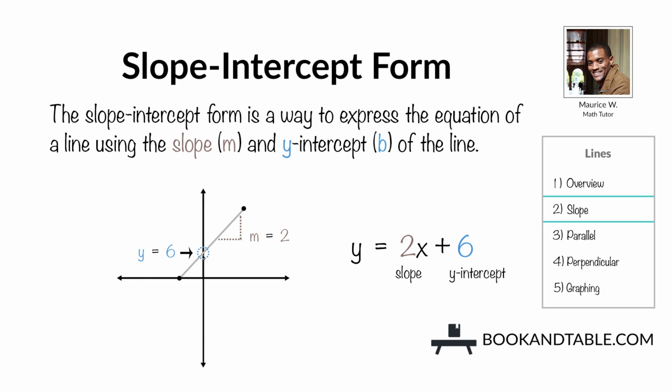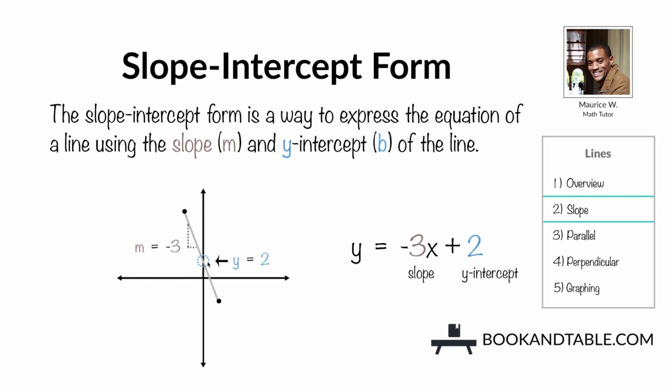So if this line is crossing here at +6 and it has a slope of +2, then the equation of this line is y is equal to 2x, the slope m is replaced by the actual slope 2. So 2x, and the y-intercept is +6, so it's +6. So this would be the equation of this line. And again, all we were given were the slope and where this line crosses the y-axis. If we had another line, let's say it had a slope equal to -3, and it crossed the y-axis at +2. The equation of this line would be y is equal to -3x plus 2.